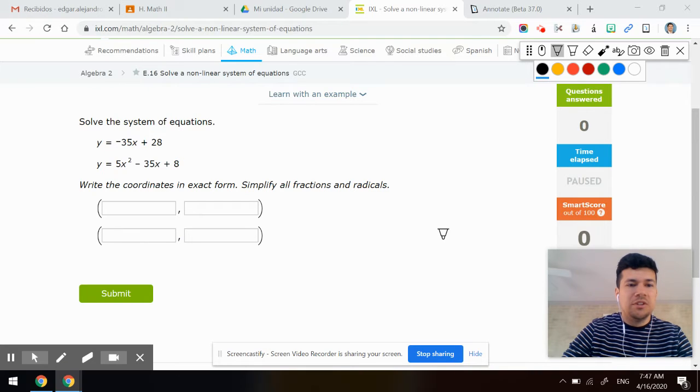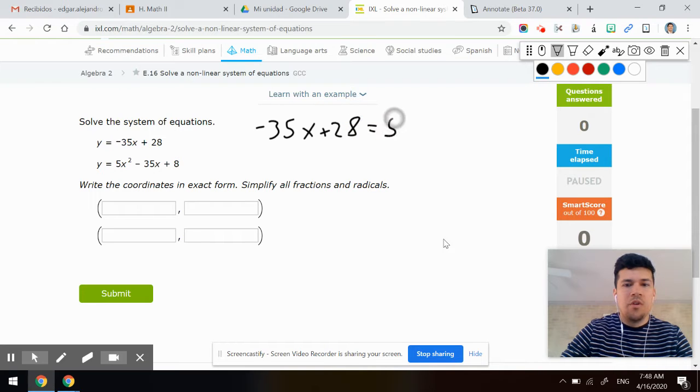Notice that both of these functions are in y equals. So this means I can actually set them equal to each other. So I'm going to say negative 35x plus 28 is equal to 5x squared minus 35x plus 8.